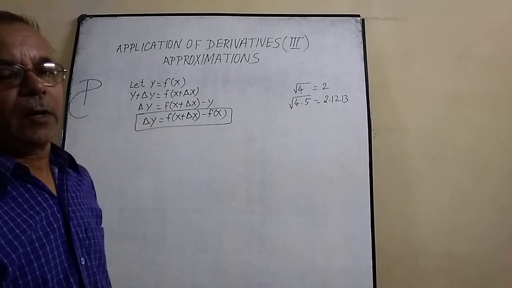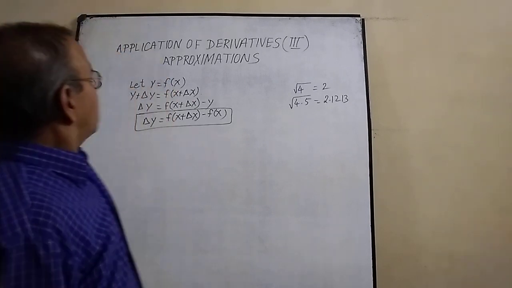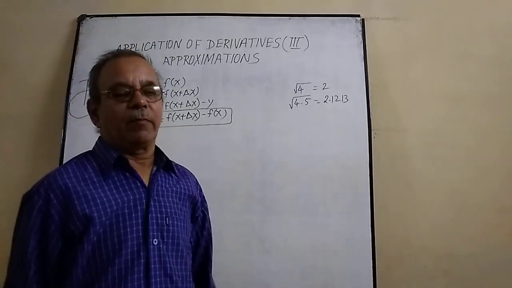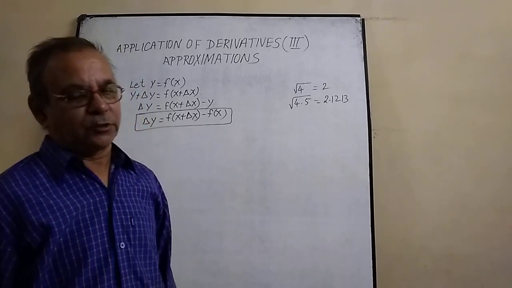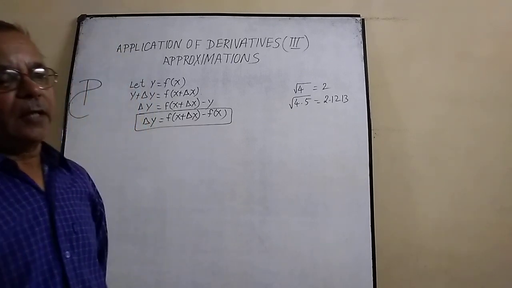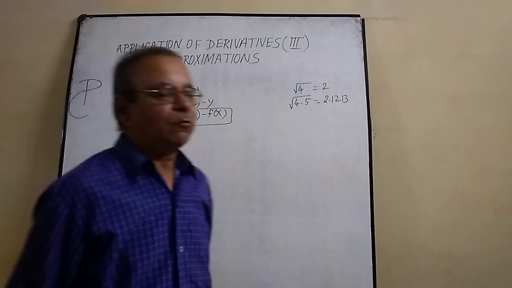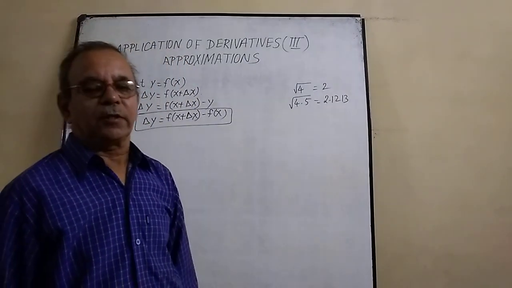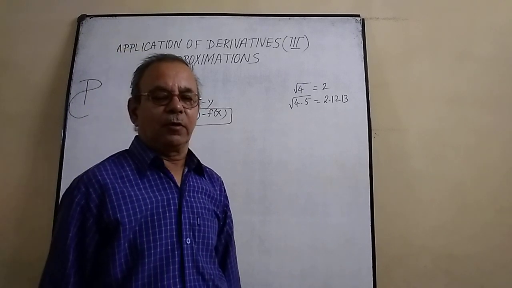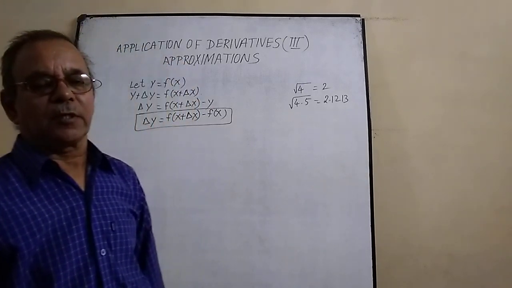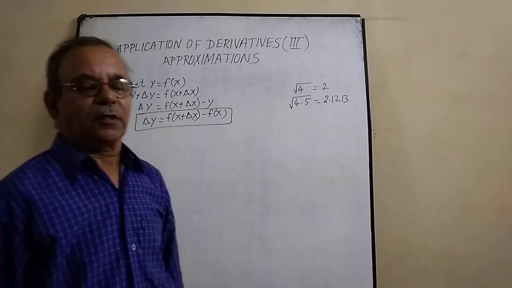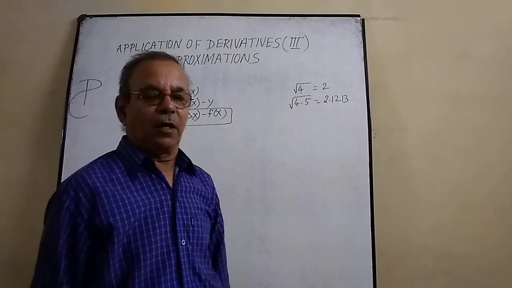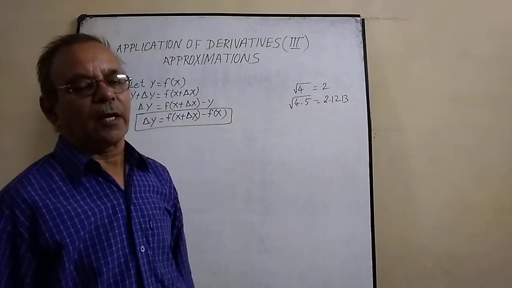Today we discuss the application of derivatives, part 3: approximations. Here, as we know, the square root of 4 is 2, of 9 is 3, of 16 is 4, the square root of 25 is equal to 5, the square root of 36 is equal to 6, and the square root of 81 is equal to 9.